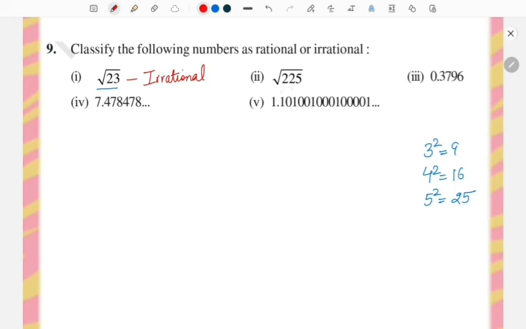Let's move. Root 225, under root of 225. If you know, which I suppose you do because you need to know the square numbers, 225 is a square number and it is a square of 15. So under root of 225 would be 15, which is a rational number. So this is a rational number. Moving on, we have 0.396. There are no dots, there is no bar. That means this number terminates, and a terminating number is what? Rational number.